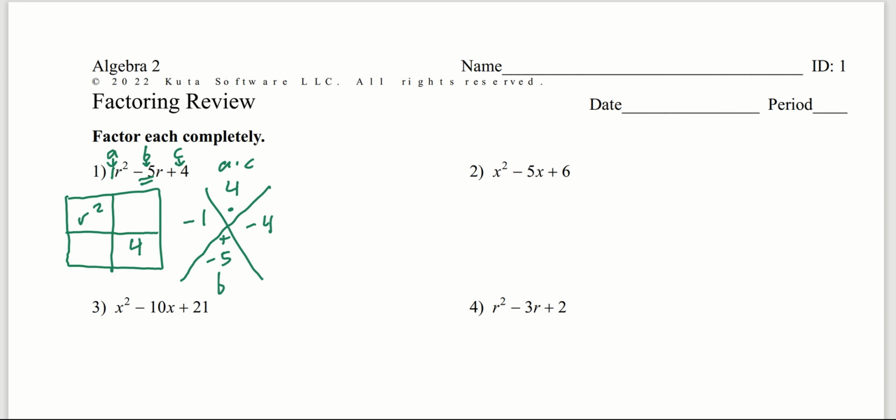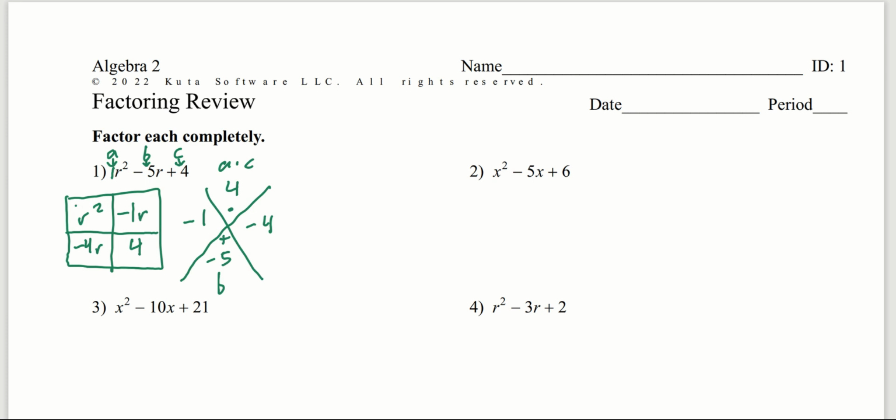Those would be the values that I'm placing inside the box, now in front of a variable. So this first box could be negative 1r, and if that was the case, then the other box would have to be negative 4r. The last thing we said is that once we have everything inside the box, we figure out what has to go on the outside to create each of these cells. Each cell is created by multiplying the row times the column.